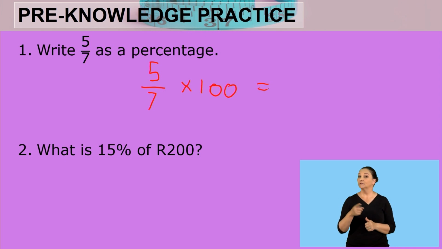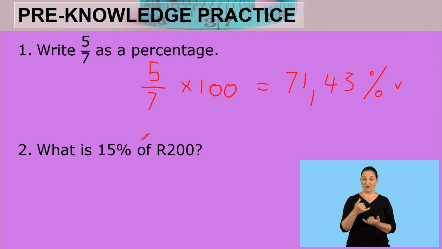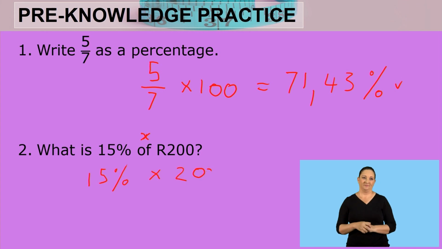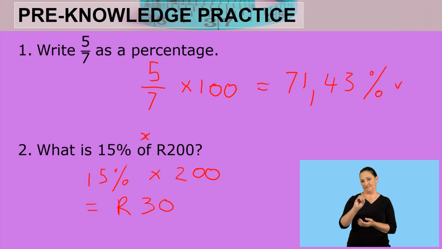And my answer is 71.43%. There we go. Next one. What is 15% off 200? The word off in maths, we'll change that to times. So the question would read 15% times 200 Rand. Now we know exactly what to do there. Punch it into a calculator, and that gives us 30 Rand. There we go. Let's go on.